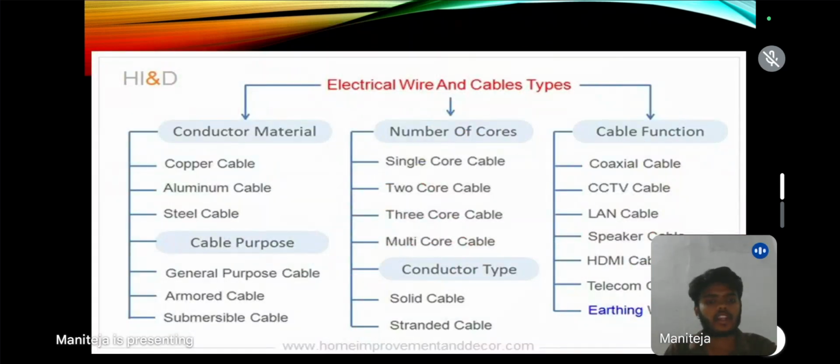Types of electrical wires and cables. Based on conductor material: copper cable, aluminum cable, and steel cable. General purpose cable, armored cable, submersible cables. Based on number of cores: single core cable, two core cable, three core cable, multi core cable. Conductor type: solid cable. Here you can see coaxial cable, CCTV cable, LAN cable, speaker cable, HDMI cable, telecom cable, and earthing wire. These are based on cable function.